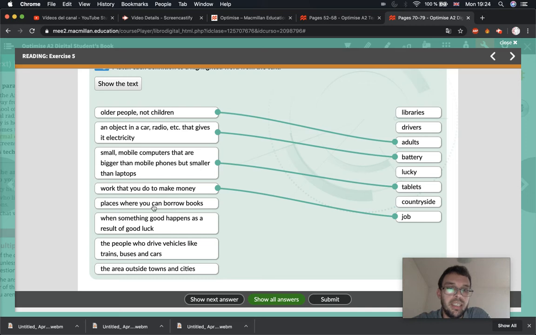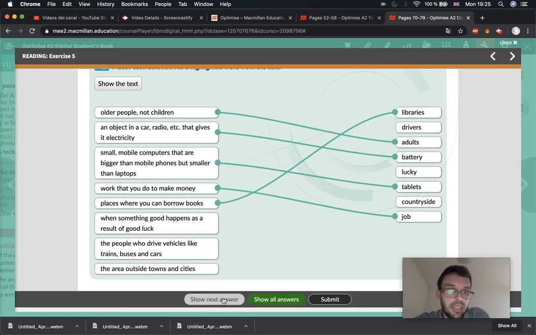Next one. Places where you can borrow books. So where do you go? You take a book, you read it, and then you bring it back. That place is a library. Good, library. Now remember, library is a false friend in Spanish. Library is not libreria. Libreria is bookshop. You don't buy books in the library. You just borrow them. Library in Spanish is biblioteca. Okay, a library. Okay, next one.